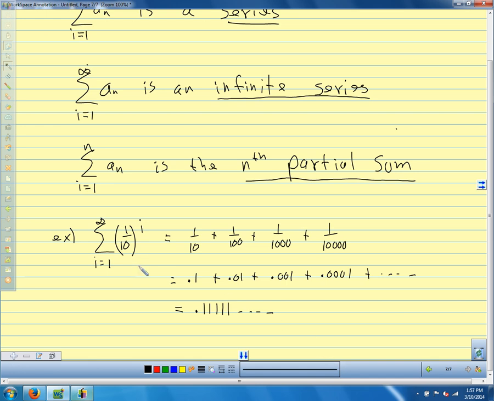So we're adding up an infinite number of numbers, and we get a finite number. In fact, we get a fairly small finite number. So that would be an example of an infinite series that has a finite sum. And we'll talk more about these. All right, questions?